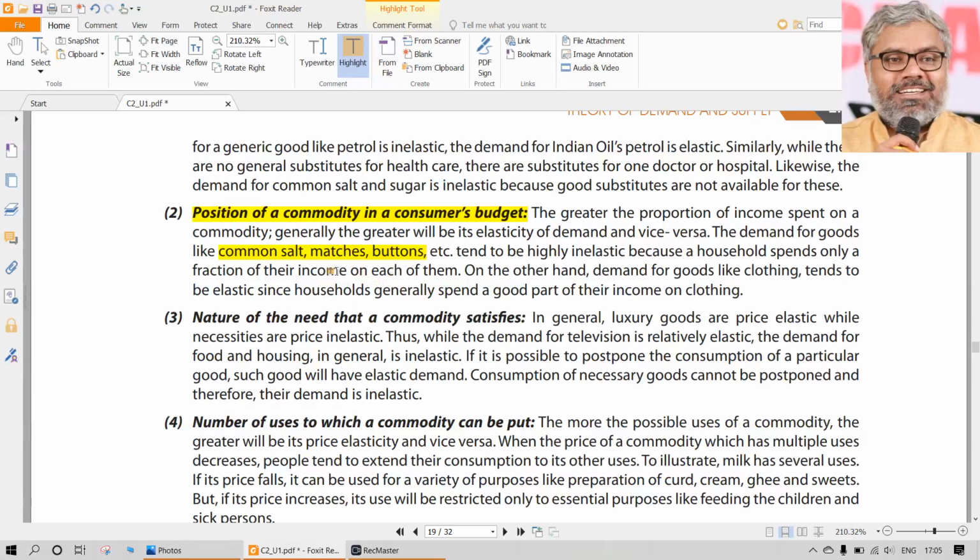So, for example, these are the ones which are very cheap. They occupy a very small position in the consumer's budget, which means they are, simply speaking, highly inelastic. They are inelastic because the consumer doesn't care about their price. Even if there is a price increase, he will not reduce the consumption. Even if there is a price decrease, he is not going to increase the consumption of these things. These are all very small things like buttons, matches, and salt. These types of products have a very small position in a consumer's budget.